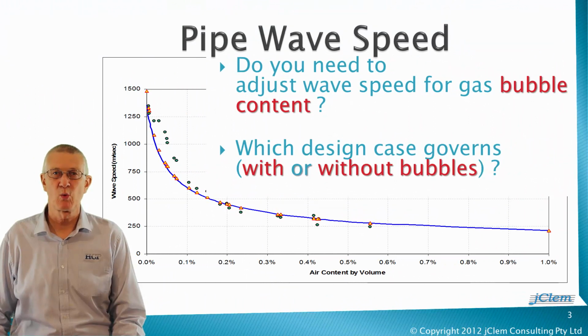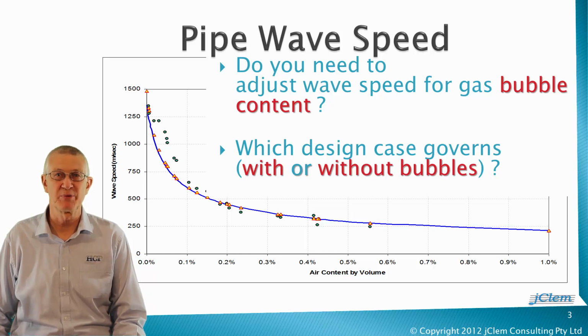Generally, a lower wave speed improves the transient behaviour of a pipeline, so it is tempting in systems that carry wastewater to assume that a lower wave speed will occur due to the presence of entrained gas. However, in the context of engineering projects, with the goal of delivering safe designs, a number of questions are highly pertinent. When would you need to adjust pipe wave speed for gas bubble content?